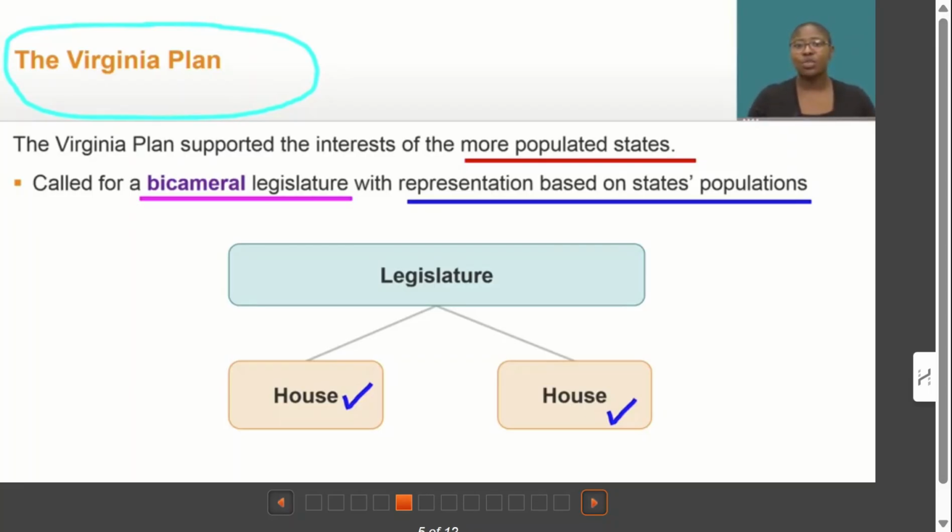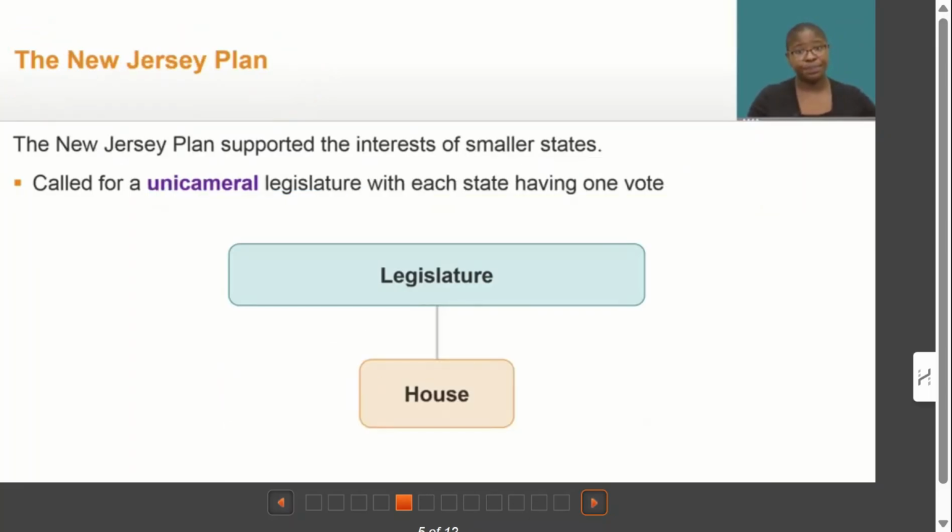If state number one has twice the population of state number two, state number one would elect twice as many members as the less populated state. The Virginia Plan would have guaranteed that large states, such as Virginia and Pennsylvania, controlled the creation of federal laws. Try to imagine what that might look like now with the country's largest states, California, Texas, Florida, and New York, controlling Congress. As you can imagine, the small states opposed this plan and proposed one of their own.